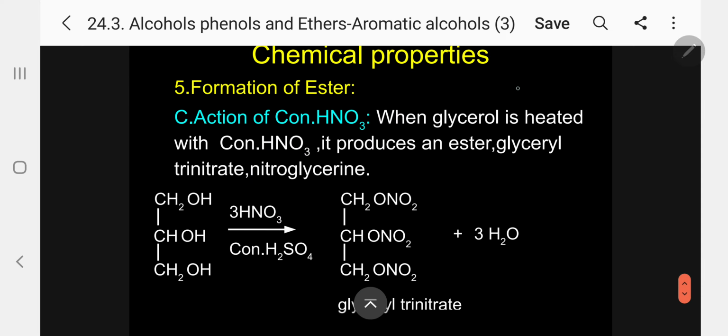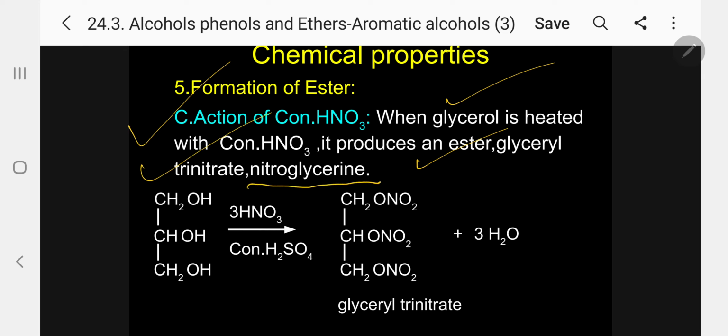The next one, formation of ester under action of concentrated nitric acid. Nitric acid is a powerful oxidizing agent. So when glycerol is heated with nitric acid, it produces an ester, glyceryl trinitrate, nitroglycerin. Please follow. It is an explosive.